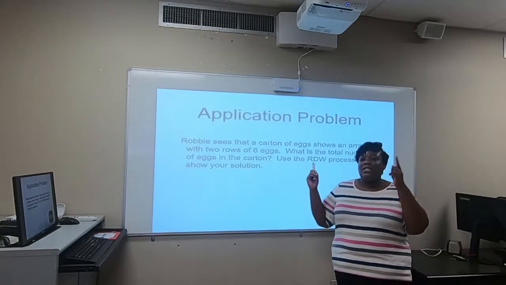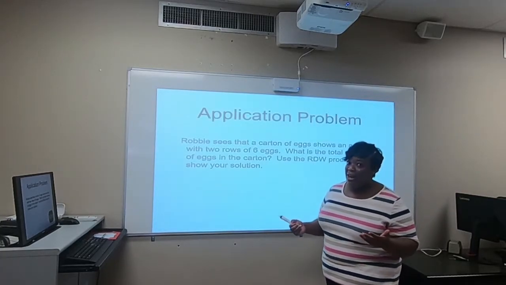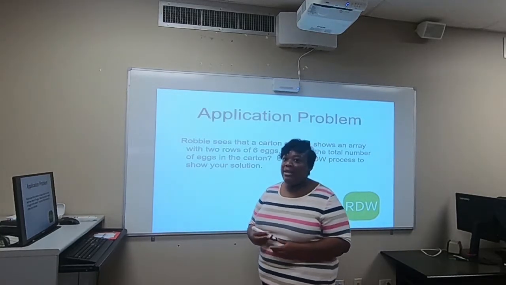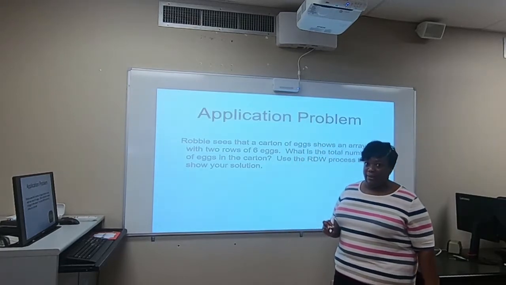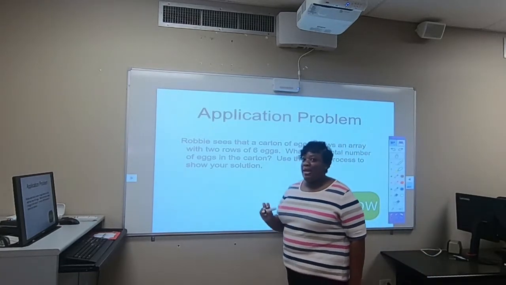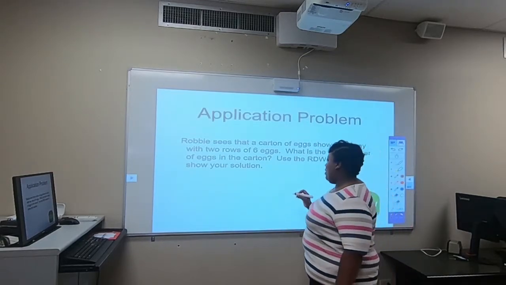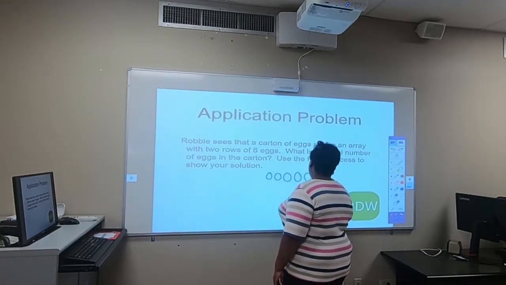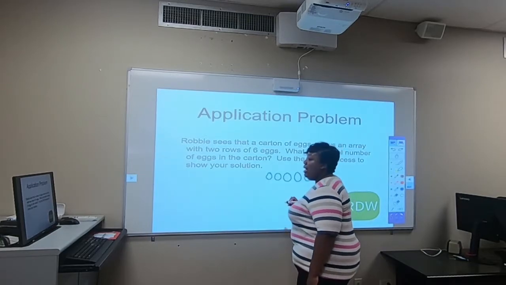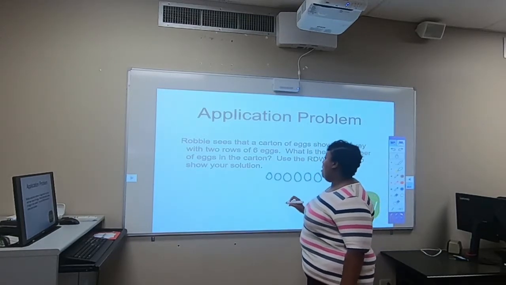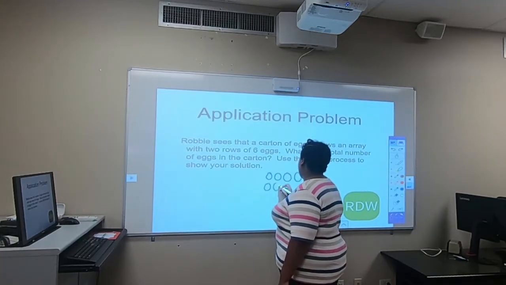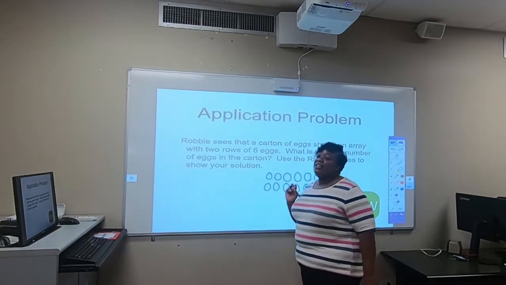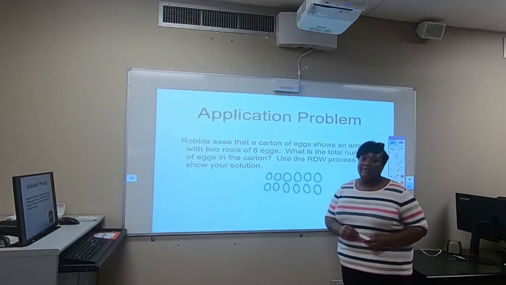So you guys, that brings me to my drawing part. Now, I know I love a good tape diagram, but since it says that he saw an array, then I'm going to draw an array, okay? So let's do that. So how many rows do we need? We need 2 rows, and how many are on each row? 6 are on each row. So I'm going to draw 1 row of 6. 1, 2, 3, 4, 5, 6. Now, that's 1 row. Now I need to draw my second row. 1, 2, 3, 4, 5, 6. So you guys, we have 2 rows of 6.